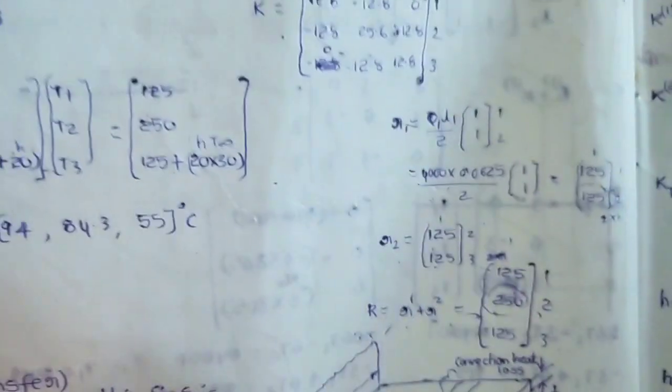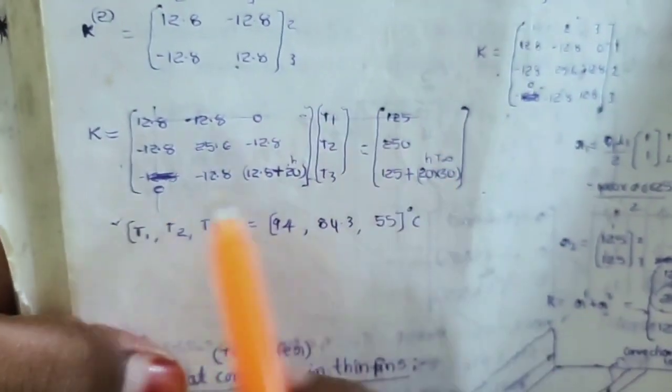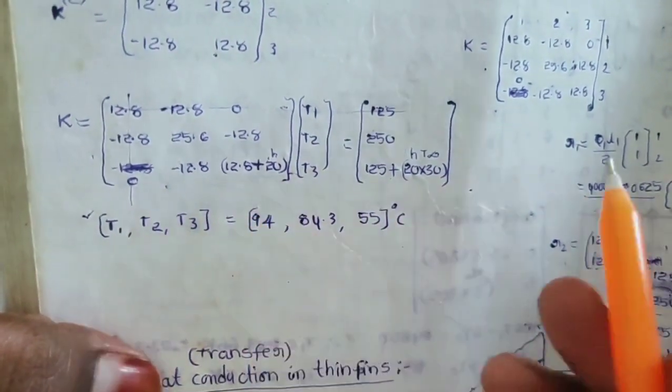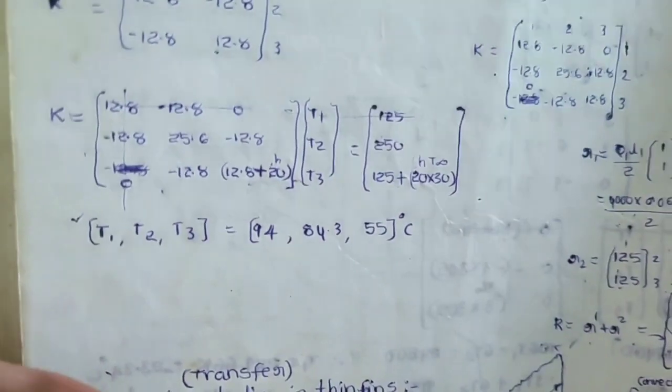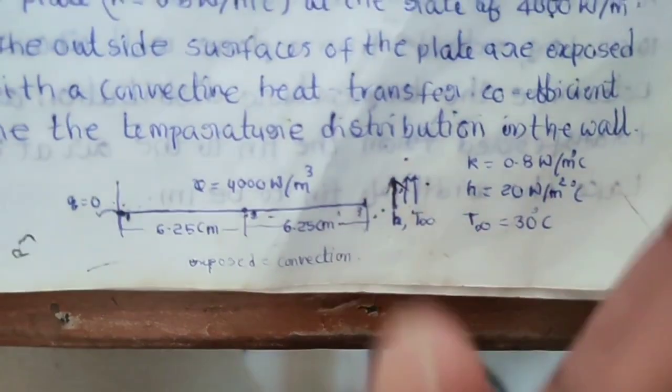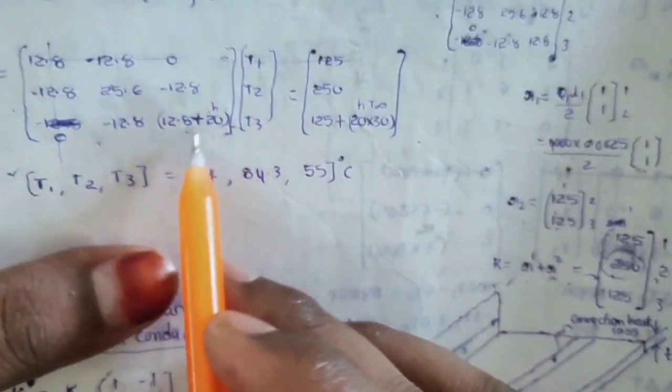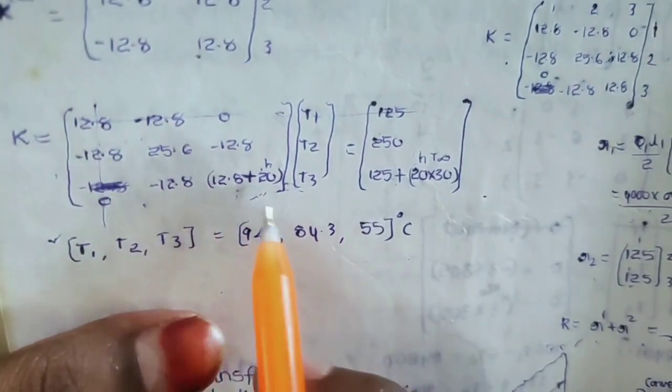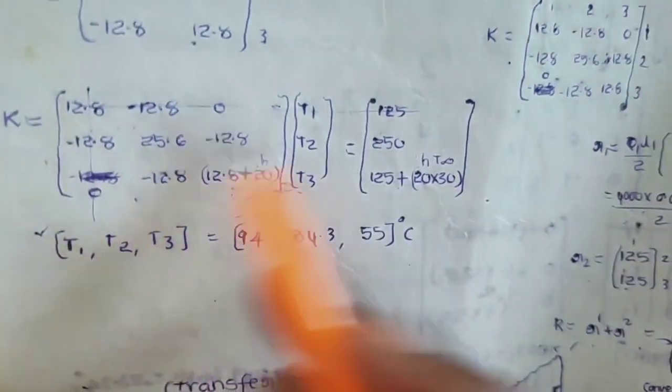The process remains the same: K T is equal to R. But here also we have the H at the end, at the third node. So this is similar to the earlier case. Here also we have to consider the H at the end point, not the starting point. The process remains the same.